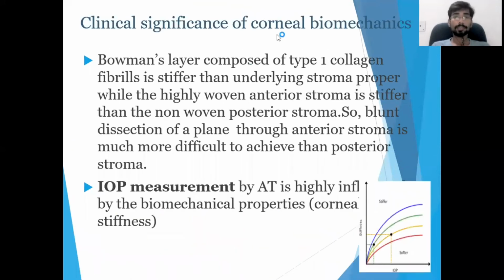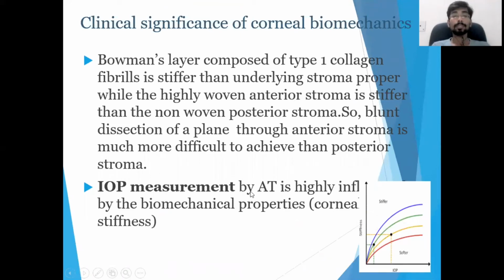Clinical significance of corneal biomechanics. Bowman's layer, composed of type 1 collagen fibril, is stiffer than the underlying stroma proper, while the highly woven anterior stroma is stiffer than the non-woven posterior stroma. So blunt dissection of a plane through the anterior stroma is more difficult to achieve than in the posterior stroma.